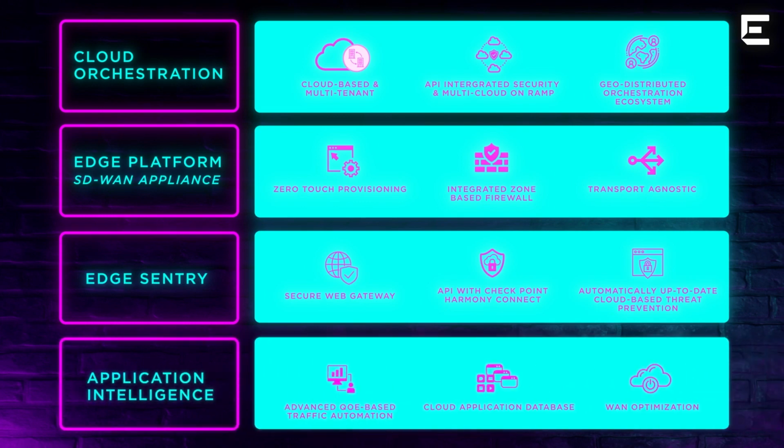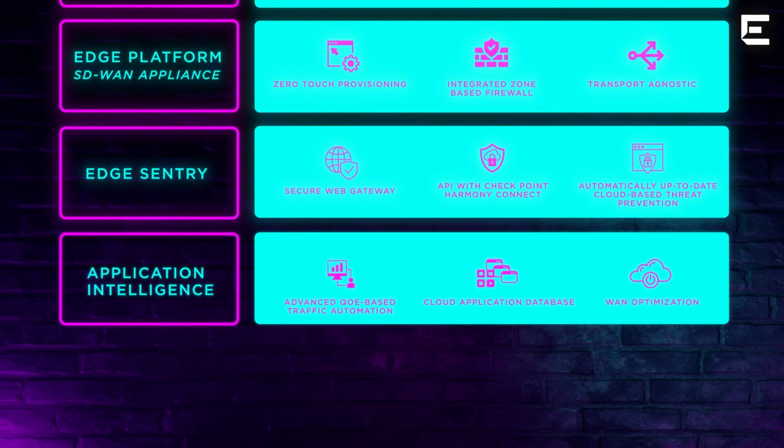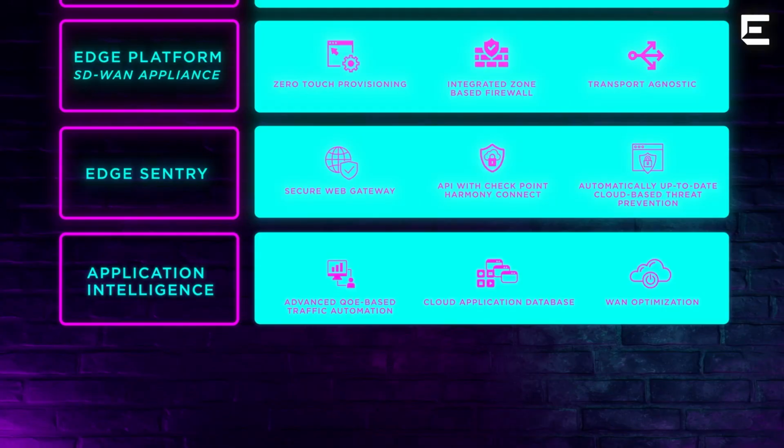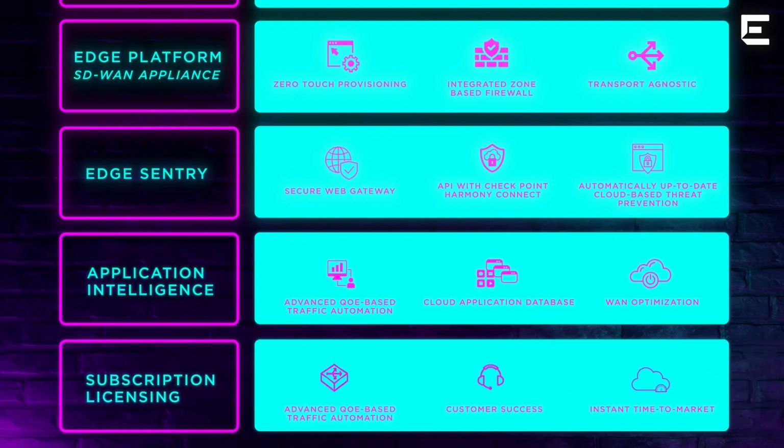Again, we're talking SD-WAN here, so you have extraordinary intelligence around the whole application landscape. You've got advanced quality of experience-based traffic automation. You've got the cloud application database that can automatically recognize over 5,000 SaaS applications. And you've got WAN optimization, compression, deduplication, and the like. And all of this is available via a subscription-based license. And when I say all of it, including those edge devices, those appliances. So this is also hardware as a service.